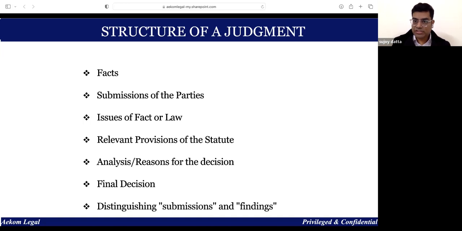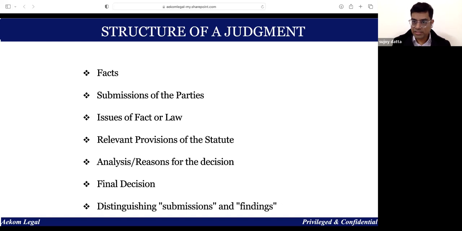So the way that a judgment is generally divided is, one, it will go into the chief foundational facts from which the controversy arises, following which it will record the submissions of the parties through their counsels, generally the appellant or the petitioner or the plaintiff, and then the counterparty. Thereafter, issues of fact or law are identified. This is a step that is often omitted in many judgments. However, it's a critical part of any civil trial, even in summary process, such as the Insolvency and Bankruptcy Code.